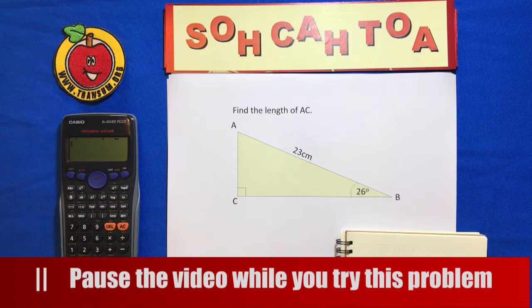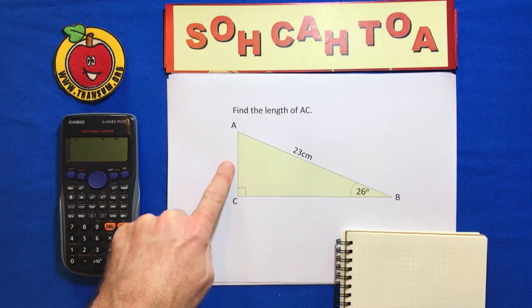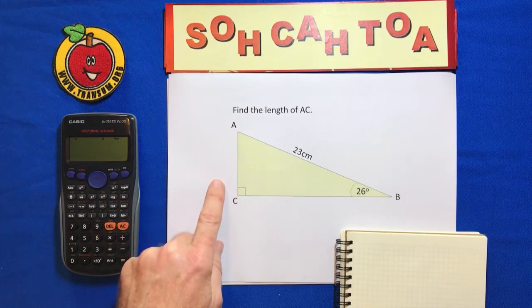Okay, let's practice another question. Find the length of AC in this right angle triangle. So remember the routine. The first thing you do is label the sides involved in the question. So compared to that angle, this side here is the opposite.